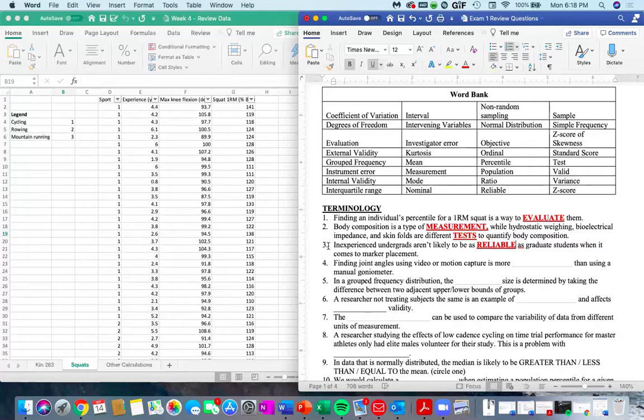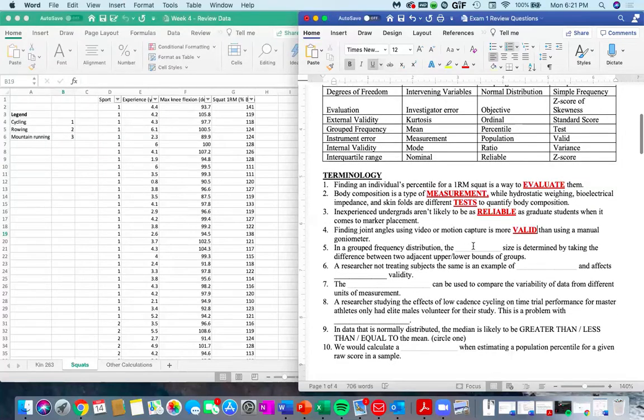But in relation to what we just talked about, number 4 says finding joint angles using video or motion capture is more what than using a manual goniometer. Yeah, so Chris, you chimed in and you said valid, and that would be correct, right? Because now we're looking at the accuracy of equipment. So I think tests, measurement, and evaluation are 3 terms that you want to be able to distinguish between, and then validity, objectivity, and reliability are 3 that you want to be able to distinguish between, okay?